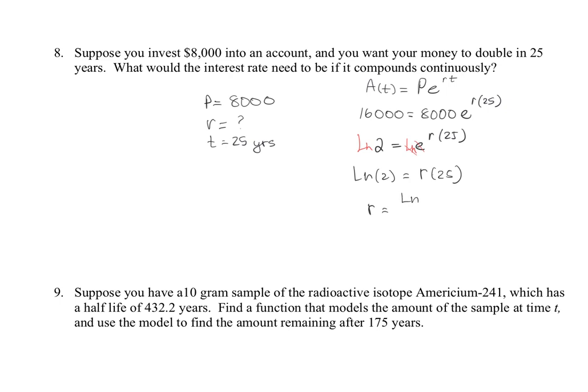So the rate is equal to natural log of 2 divided by 25, which is approximately equal to 0.0277. So the interest rate is 2.77%.